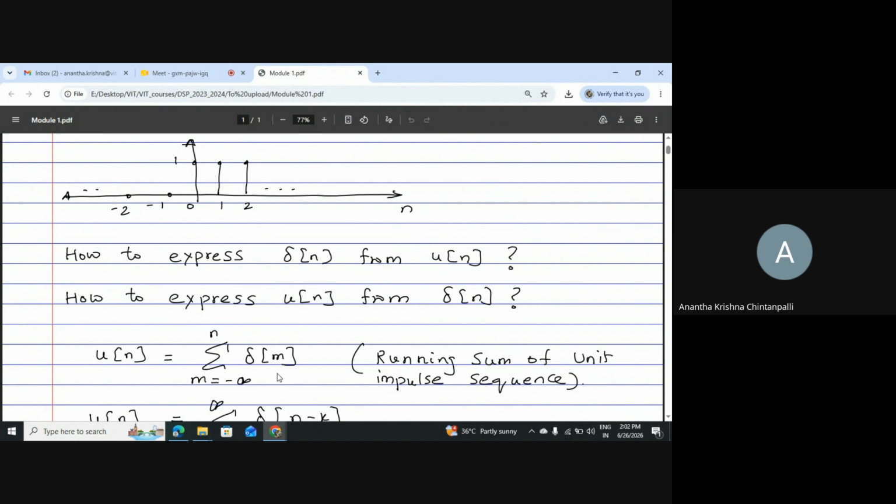So we know that the delta of m, for m going from minus infinity to minus 2, the values are all 0. When you add all 0, the value would be 0. So here the value is 0.